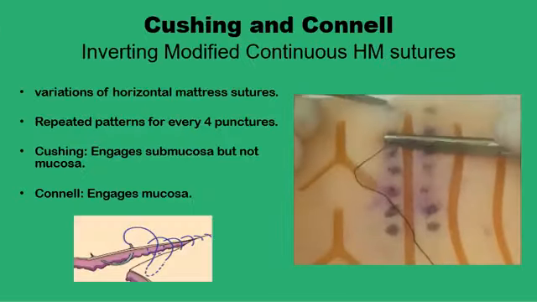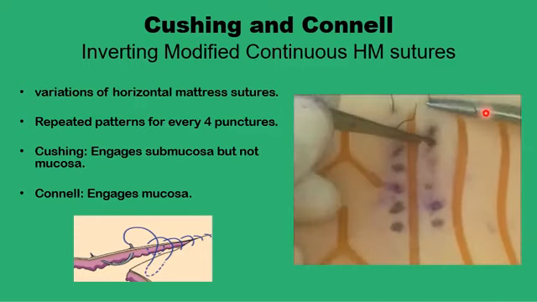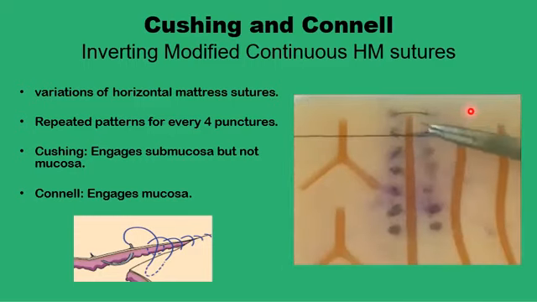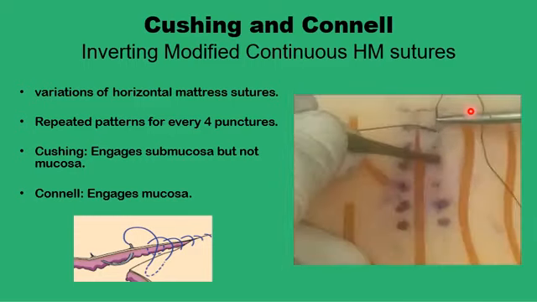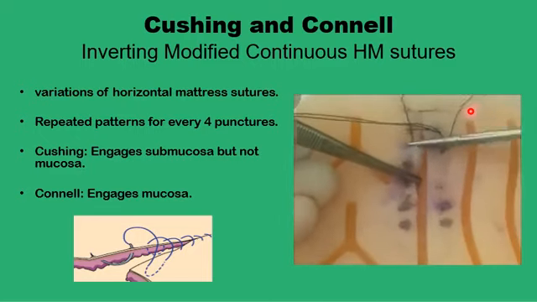The anchoring stitch starts just below the apex of the wound and goes up above the apex of the wound. That's a horizontal mattress suture, and you tie the first knot.